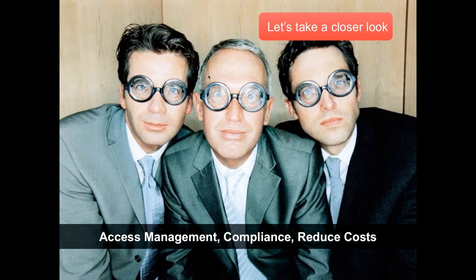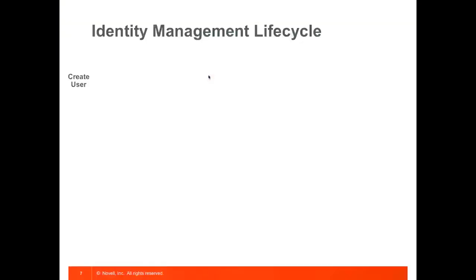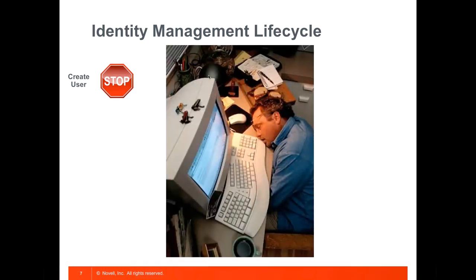So if you have access management and compliance, and we want to take a closer look at how we're going to reduce these costs, let's look at the identity management lifecycle itself. If we create a user, well, we've created the user and there's no access to data at this point. All we've done is we've created the user, and that's what happened. Now, that's if you've used a life cycle, you can have access to other applications and so on, but not the data itself.